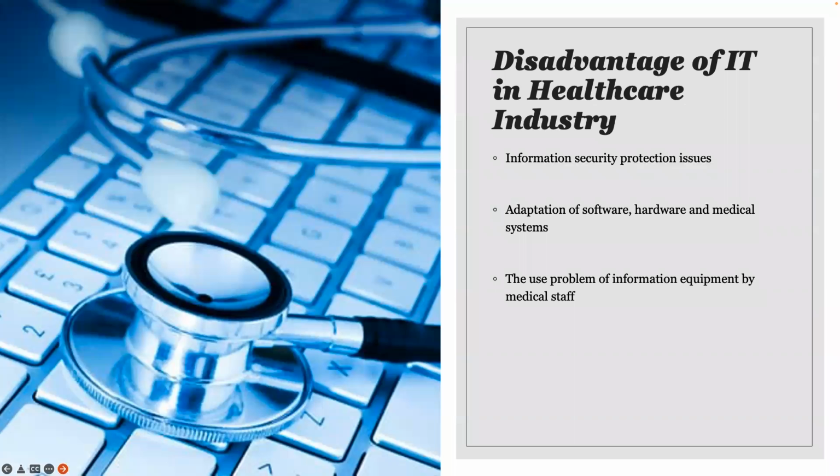The last disadvantage is the problem of using information equipment by medical staff. IT is a new technology, and some staff in the healthcare industry are older and cannot use the modern equipment. So in order to promote IT applications, it's necessary to train the staff how to use the IT devices, for the convenience of patients and doctors, to achieve the purpose of making patients and doctors feel convenience.